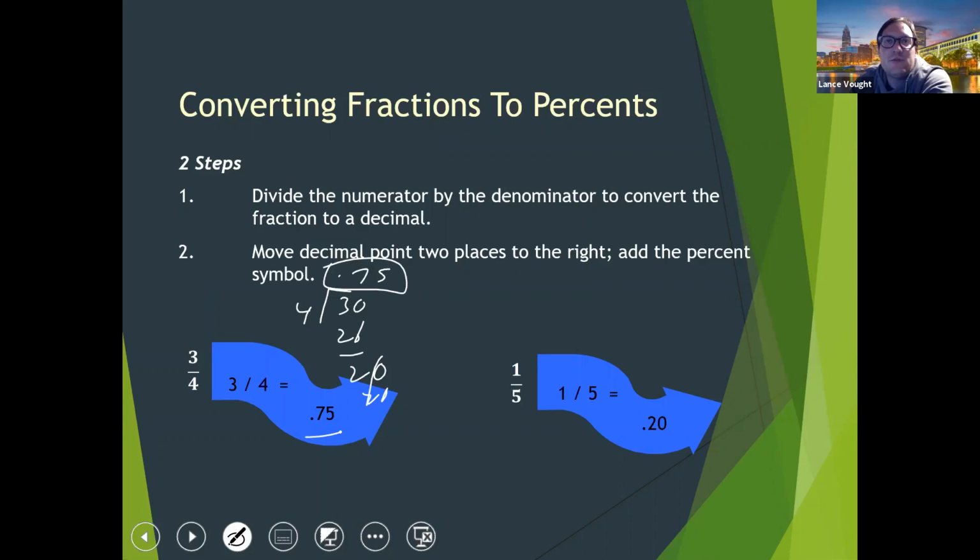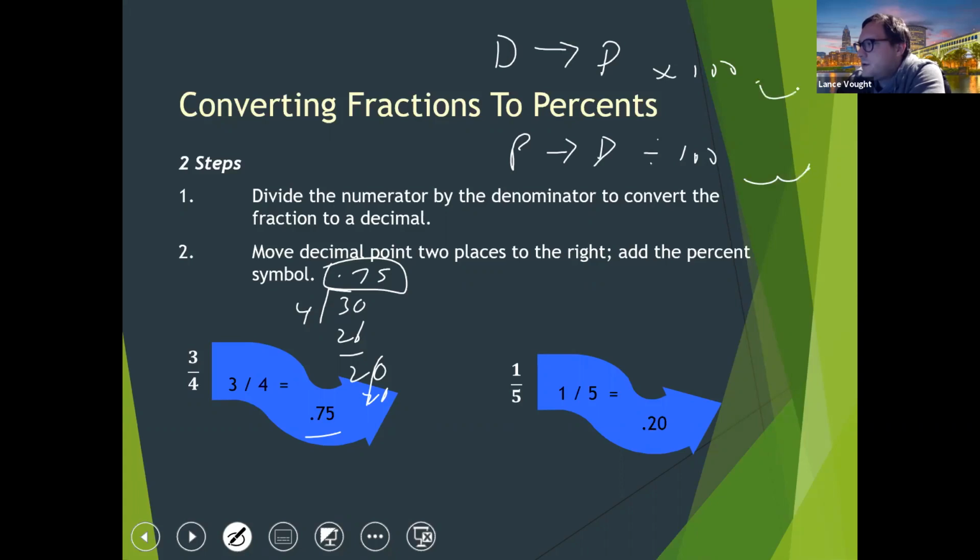If you want to convert this to a percentage, what do we do? We move the decimal place to the right. So decimal to percent, over to the right, times 100. If we're going from percent to decimal, we're dividing by 100. So if we're going D to P, we're multiplying times 100. If we're going from P to D, we're dividing by 100. So if we want to do this, we can go over twice, get 75%.